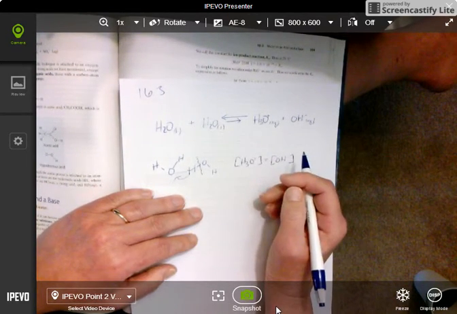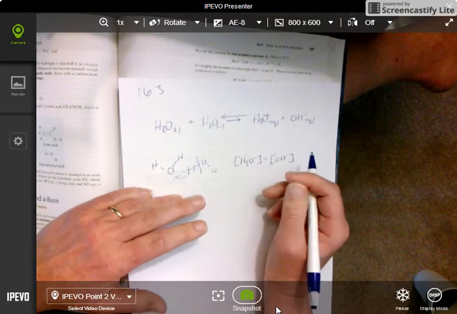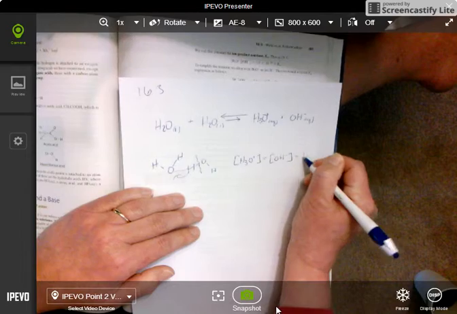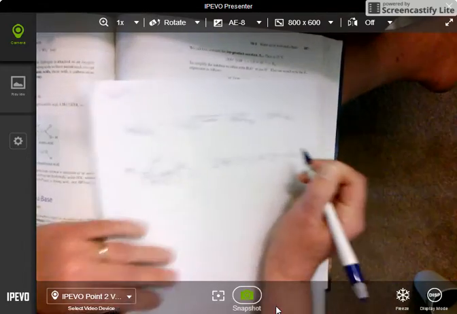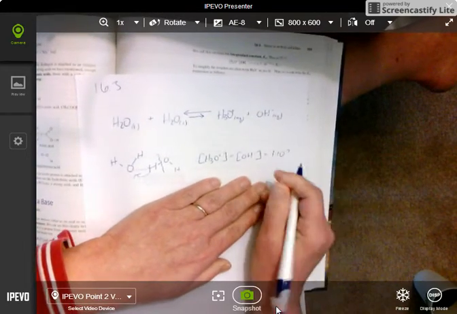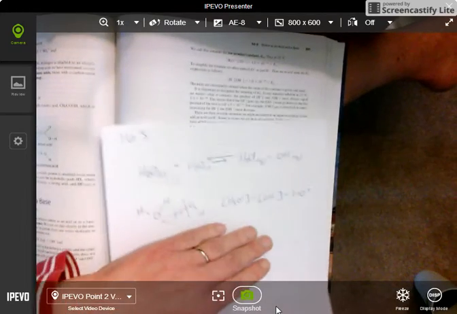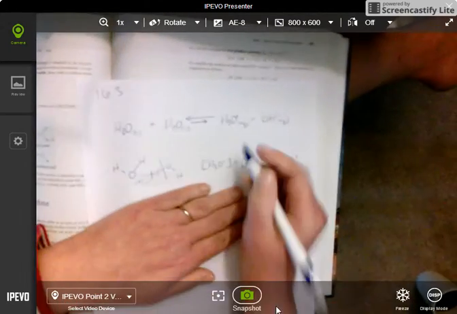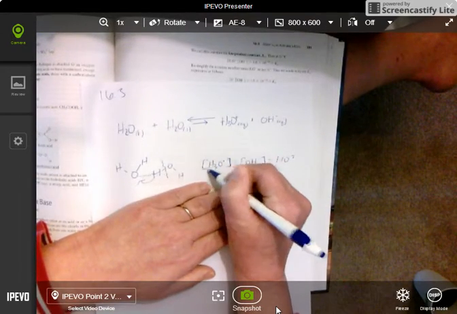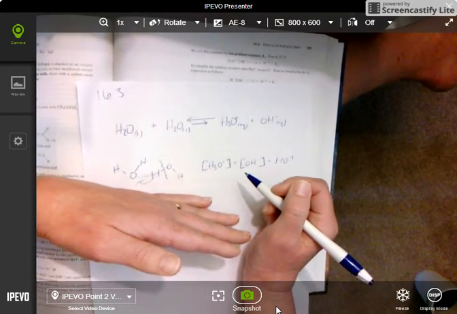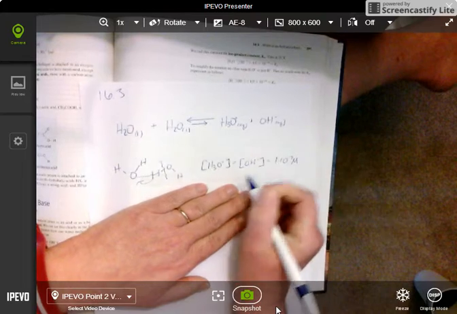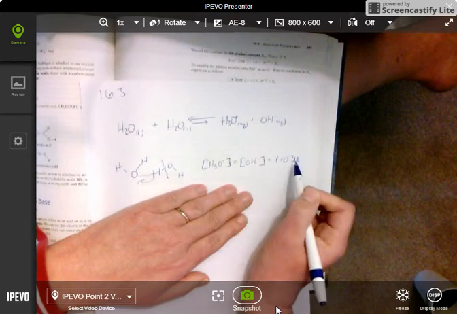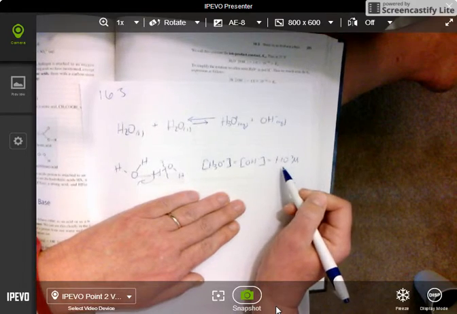Once you change the temperature, you change everything a little bit, so we just always deal with this temperature. It is also 1 times 10 to the negative 7 moles per liter. Anytime you see these brackets, that's the concentration in molarity, moles per liter. Okay, so this is not huge.